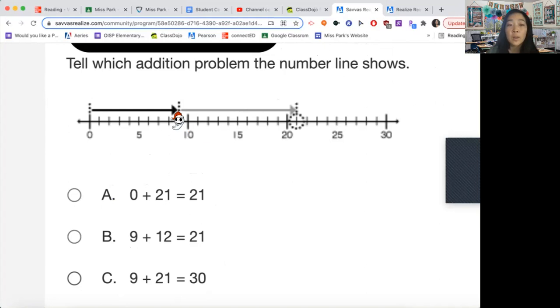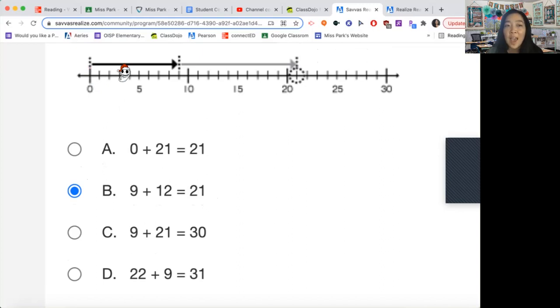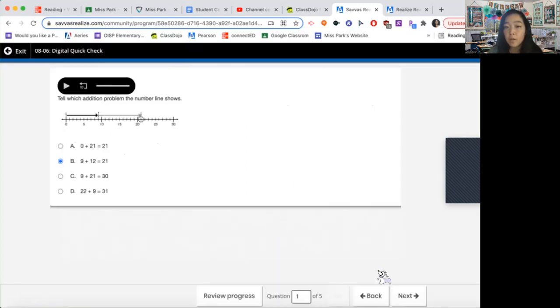So let's keep going. Next, we're going to add up a total number, and then our total is going to be one number after 20, which will be 21. So it's either B or C, and there's only one that has a total of 21. So the answer is going to be B, because we're going to add up 9 plus 12. 1, 2, 3, 4, 5, 6, 7, 8, 9, 10, 11, 12. And then our total is going to be 21. All right.